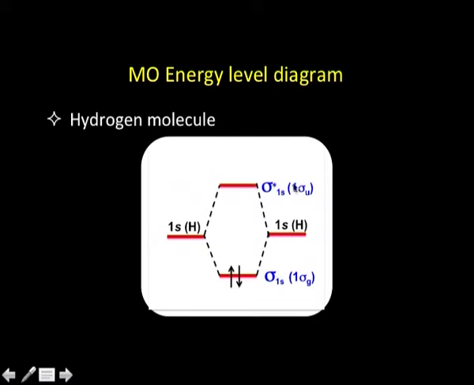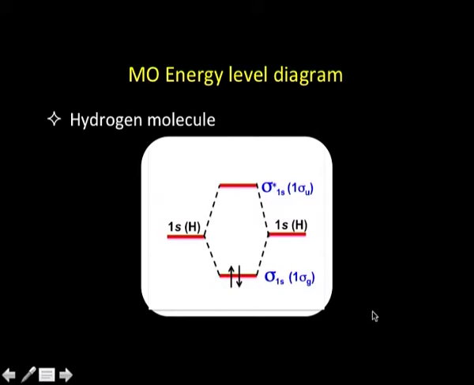You see that in the brackets we have given some other notation. This is 1 sigma g, this is 1 sigma u. This g and u have something to do with the parity of the molecular orbitals we generate. We will talk about it in a short while from now.